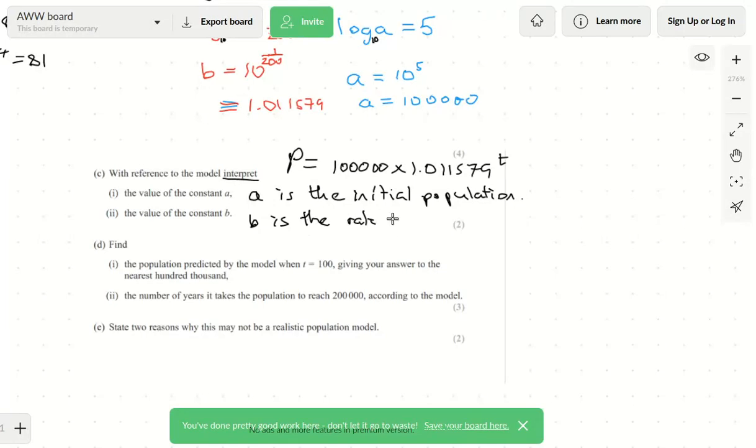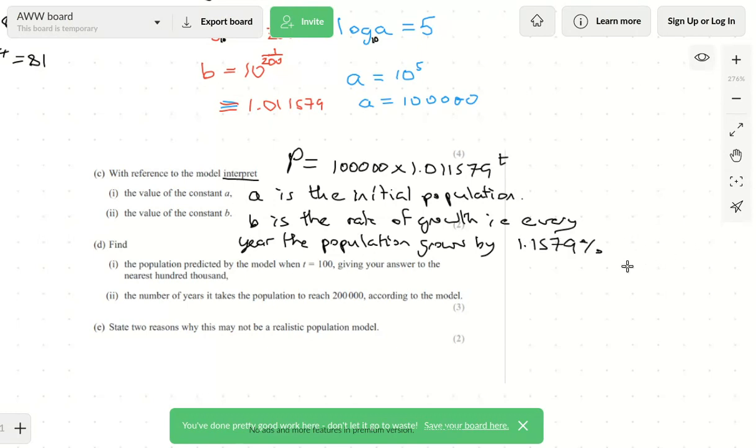I'd say it's the rate of growth, i.e., every year the population grows by 1.1579%. Yeah, that's what it's telling you. That's the rate of population growth. And you can see this model sounds quite sensible anyway. A national population of 100,000, it's growing at 1.1579% a year. Sounds about right. Okay, now let's do part D, part 1 and part 2.